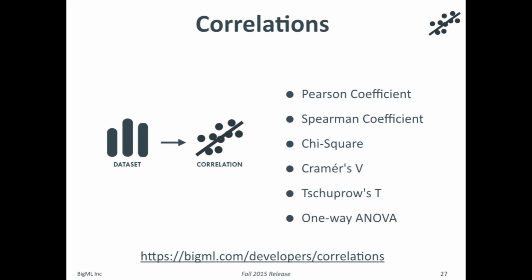To create it, you only need to provide a data set and the name of the field to compute the correlations against. And this is going to return you several standard measures such as the Pearson coefficient, the Spearman coefficient. And you can see the list there. There's a detailed description of what all these metrics mean and how to access them. Again, this is currently only available through the API.